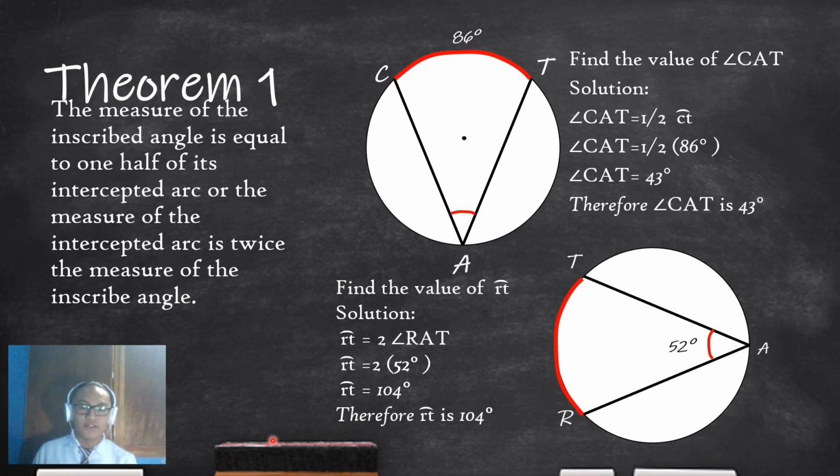Now, since it says that it is twice the measure of the angle, we just have to multiply it. So here, we multiply 52 degrees, and our arc will be a total of 104 degrees. So in the first problem, you just have to divide the given arc, and that is the answer for the angle. And in the second problem, you just have to multiply the given angle to get the arc. Basic.